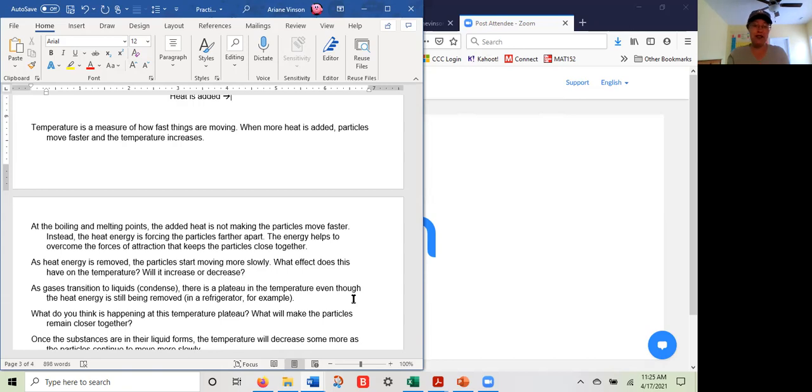Well, if it's going from a solid to a liquid, at this point they're still holding hands as they're dancing. So they're still connected, but they're farther apart. Now they're in their liquid form.